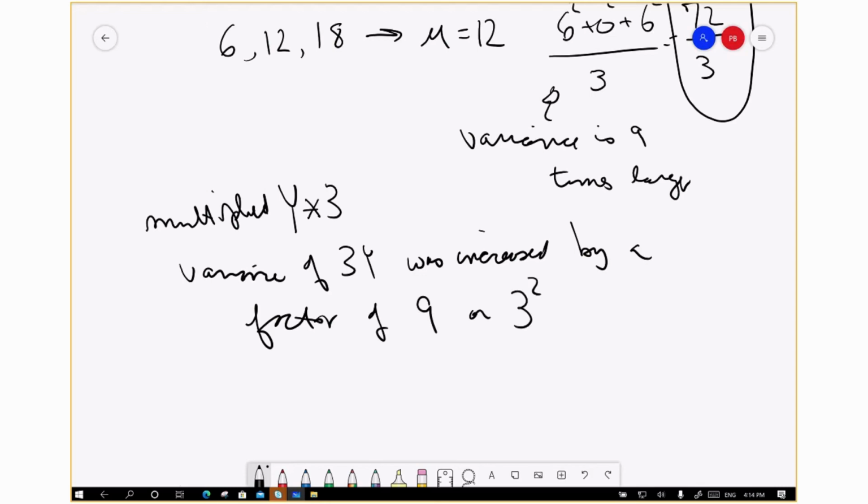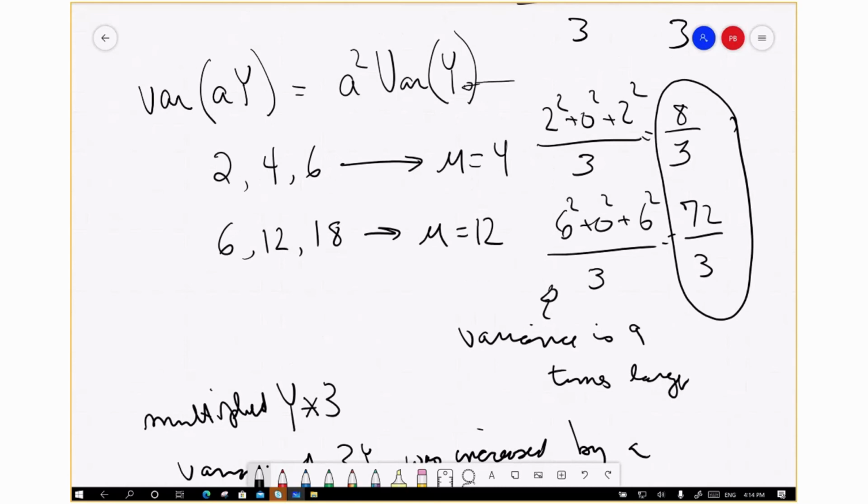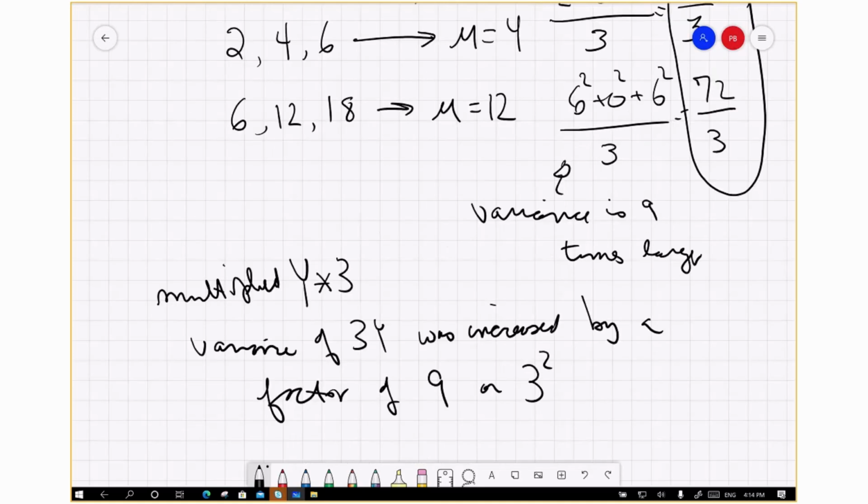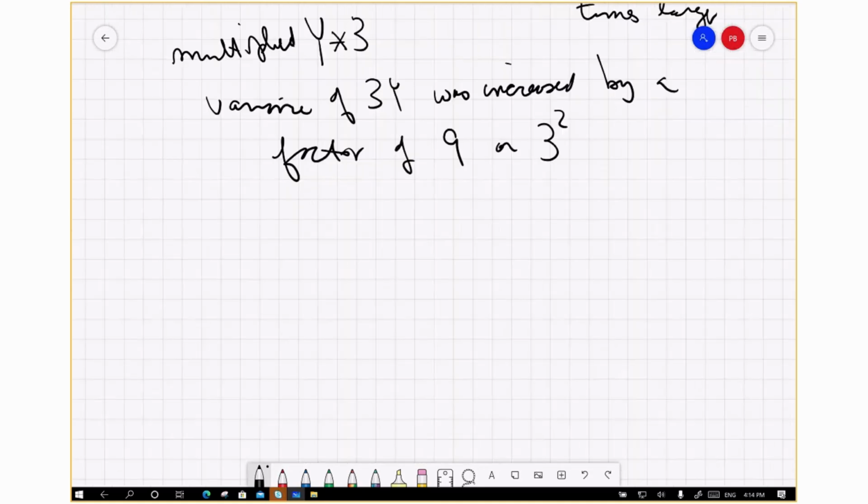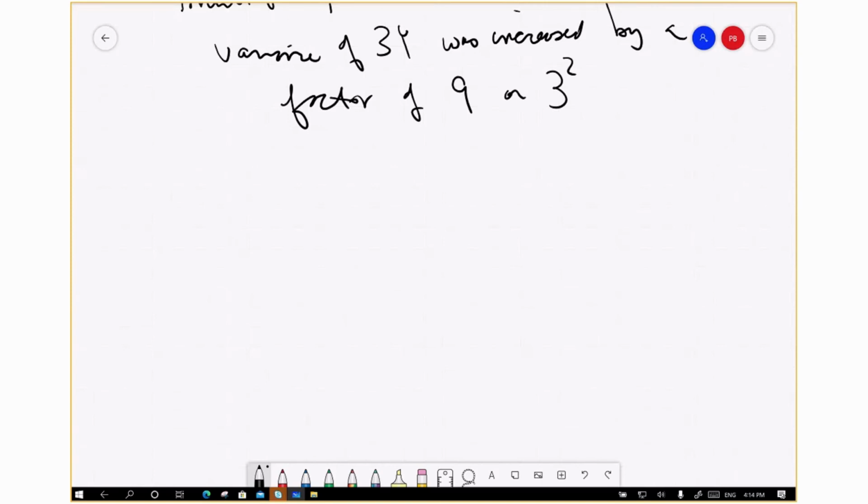So when you have a random variable and you multiply it by a constant, the way you calculate the new variance is to take that constant, square it, and multiply it by the variance of the older variable. Now we can think about the concept of standard deviations. The standard deviation of a times y is going to be equal to a times the standard deviation of y.